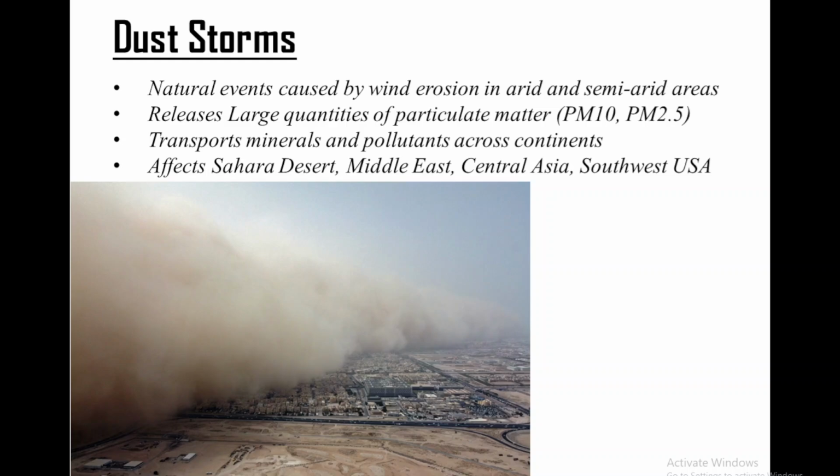Next is dust storms. Dust storms are another significant natural contributor to atmospheric pollution. These events occur mainly in arid and semi-arid regions where high winds lift loose sand and dust into the atmosphere. Blowing winds will pick all those loose sediments from the ground and blow them away along with it wherever it goes. The resulting clouds of coarse and fine particulate matter, primarily particulate matter 10 and 2.5, can be transported across continents because of its lighter weight.